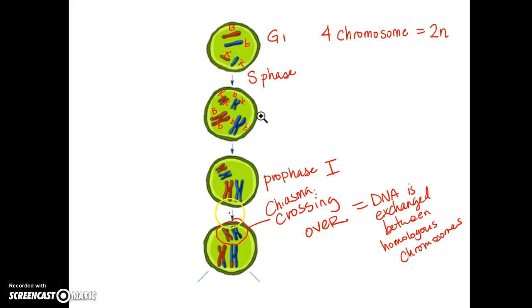This is one reason why siblings don't always look the same, because this crossing over is going to happen differently every time the mom and dad do meiosis. All right, so I'm going to stop there for this video, and we'll pick up the rest in the next video.